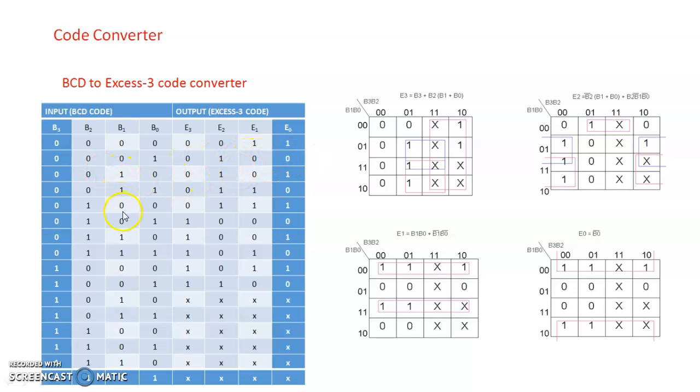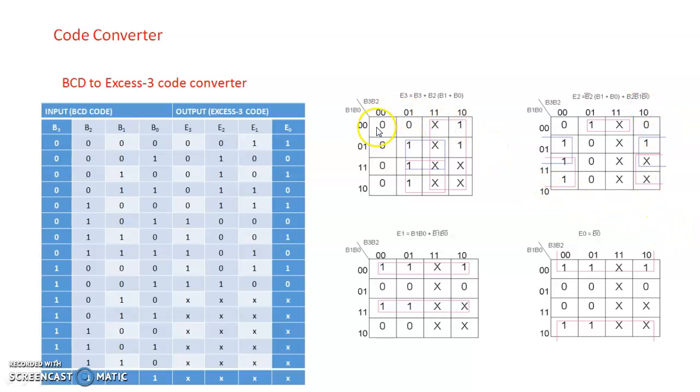In the same way we can calculate the BCD to XS3 for 0 to 15 numbers. But above 9 numbers are invalid BCD numbers. That's why we take the don't care condition here. The don't care value is either 0 or 1. After that, we have to draw the K-map for each output. So E3, E2, E1 and E0 are the outputs here.